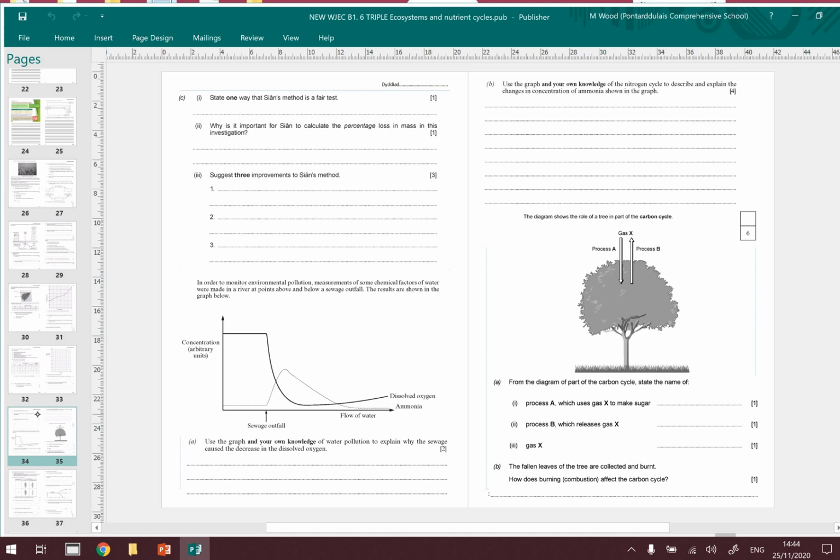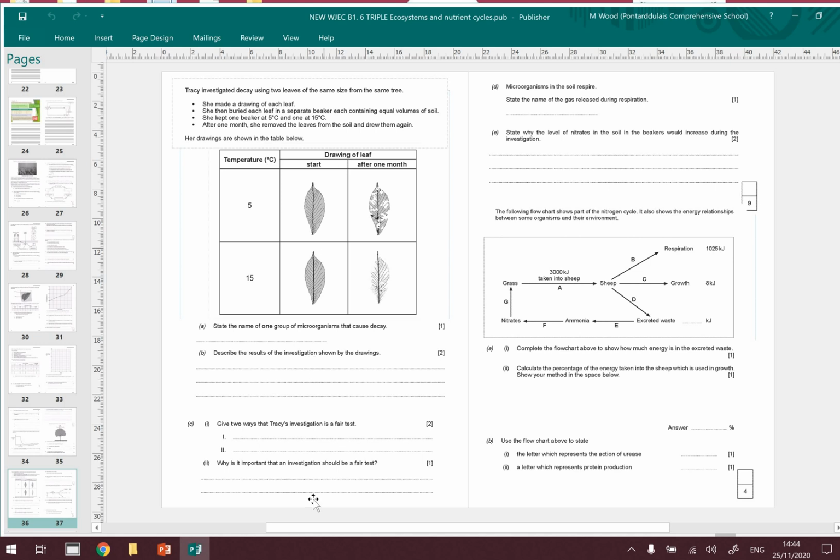And then our last questions that we're going to do are on the bottom of page 35. So only this bit where we've got the tree. That bit, you don't need to do. This bit on the tree is to do with the carbon cycle. And again, this was a foundation tier question, so it should be nice and easy. And over the page, another one on decay. Decay comes up quite frequently and about microorganisms. And this last one, please leave, because this is a nitrogen cycle that we will be going on to later.